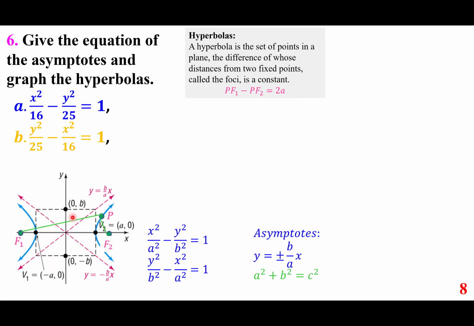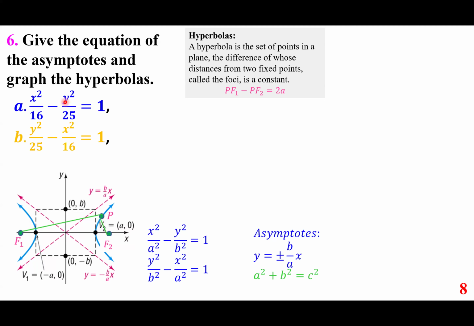Now, in some texts, they change it and put y squared over a squared. The reason I don't is that if you keep a squared below x squared and b squared below y squared, always, the asymptotes will always have the same formula, plus minus b over a times x. And this formula, a squared plus b squared equals c squared, will never change. Okay? And c is always larger than both of them, a and b.